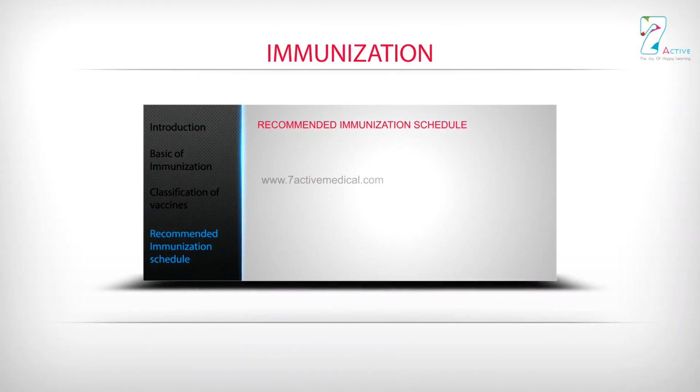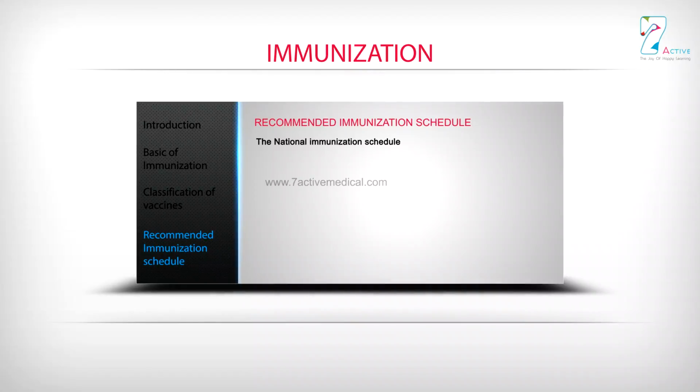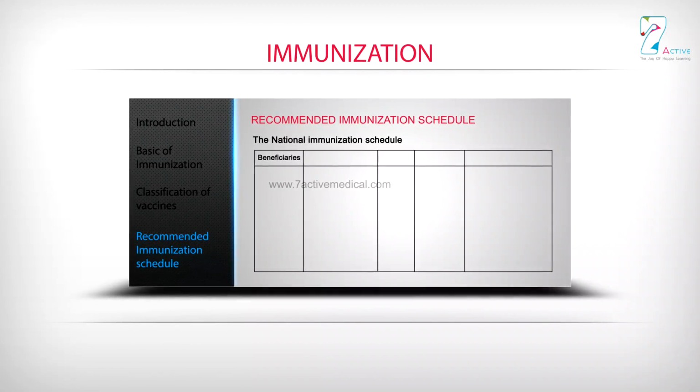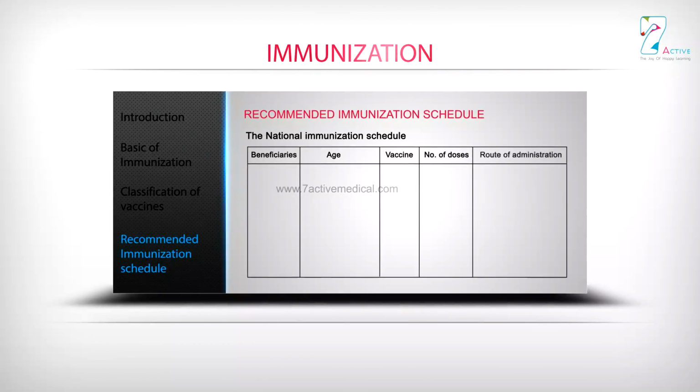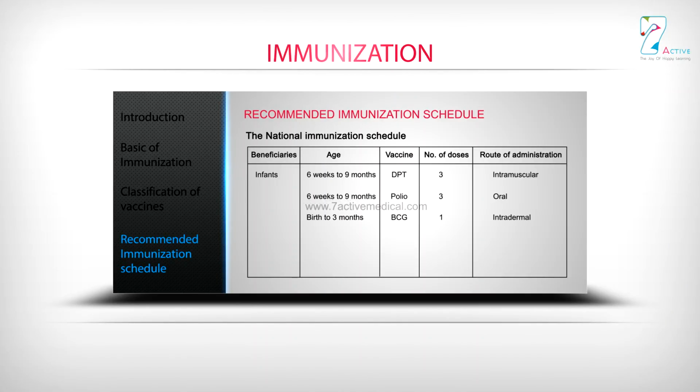Recommended immunization schedule. The National Immunization Schedule. Beneficiaries, age, vaccine, number of doses, route of administration. Infants, 6 weeks to 9 months, DPT, 3, intramuscular. 6 weeks to 9 months, polio, 3, oral. Birth to 3 months, BCG, 1, intradermal. 9 to 12 months, measles, 1, subcutaneous.